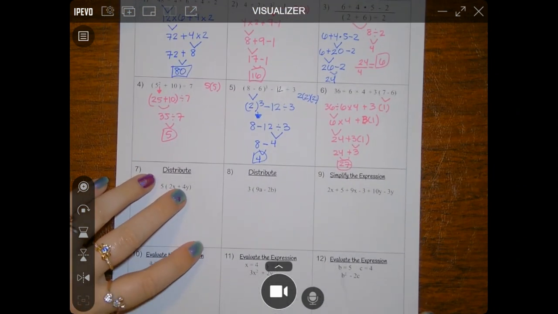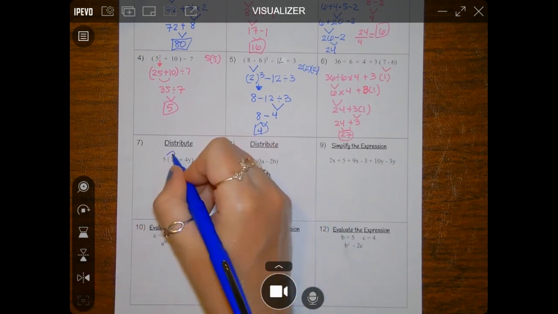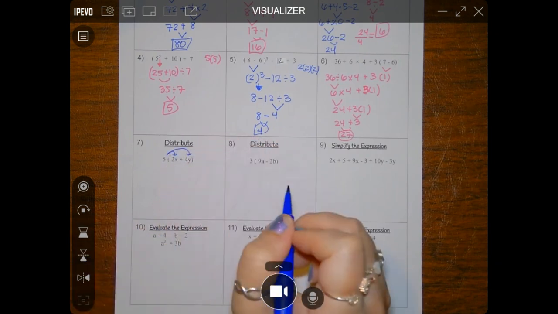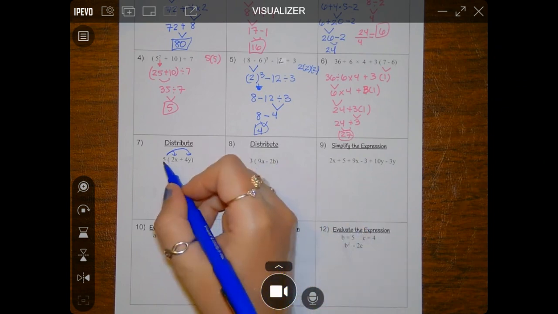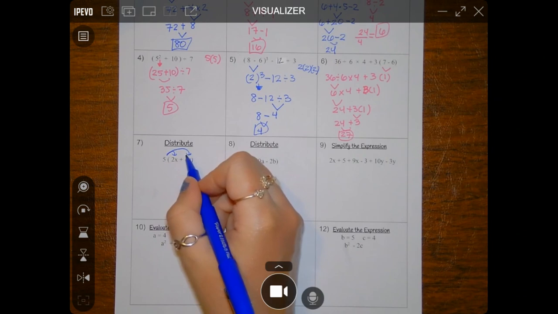If not, you can go back and try some more similar ones. Okay, here, when you see the distributive property, or if you see a number out in front of parentheses, you want to distribute it into each thing inside.